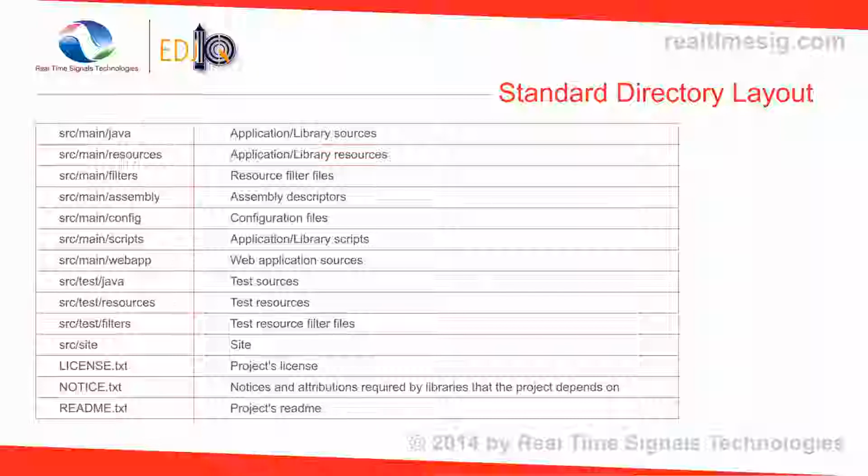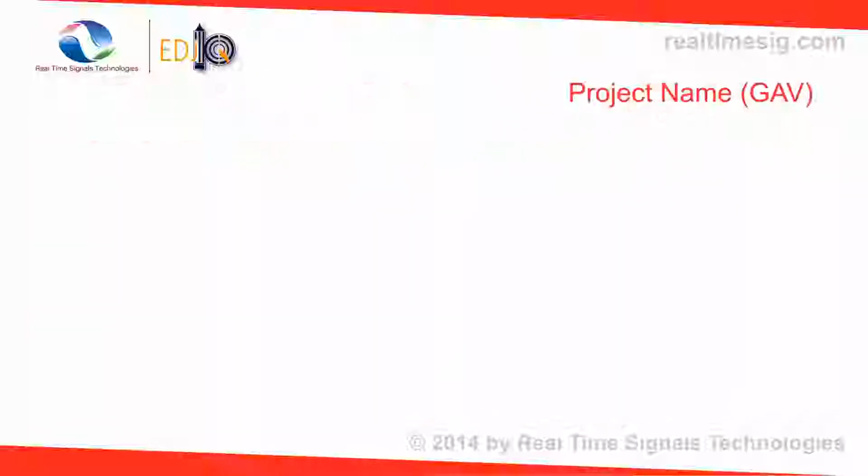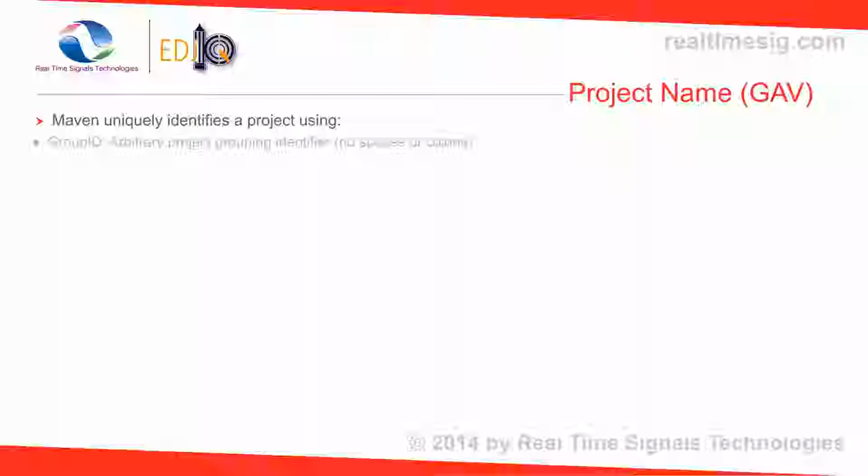src/test/java, Java source code for tests. src/test/resources, configuration files and others used by tests. src/test/filters contains files that inject values into configuration properties in the resources folder during the test phase. Guide to naming conventions on groupId, artifactId, and version. GAV. GroupId uniquely identifies your project across all projects, so we need to enforce a naming schema.